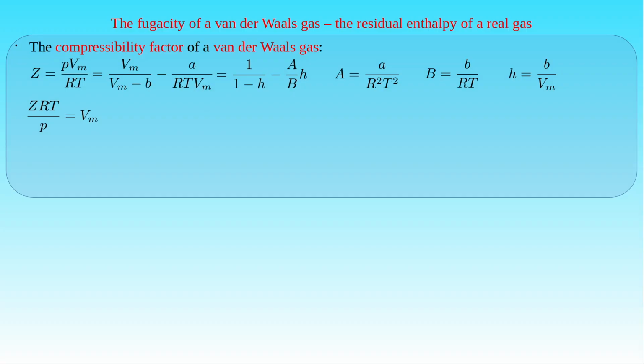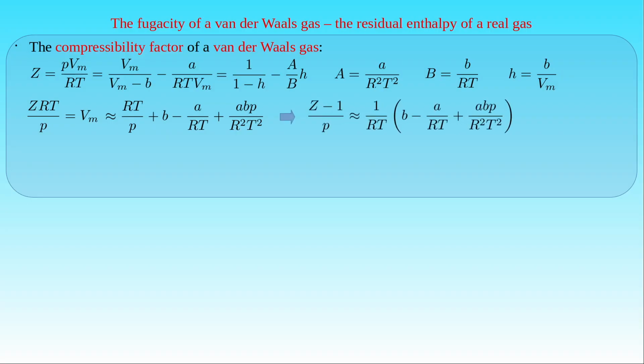In such an approximation the molar volume of a van der Waals gas is written as R times T over P, plus the volume correction constant B of the gas, minus the pressure correction constant A of the gas over R times T, plus A times B times P over R squared times T squared. Then the ratio of Z minus 1 to P can be approximated by 1 over R times T, times the quantity of B minus A over R times T, plus A times B times P over R squared times T squared. Here we can apply the notation introduced above, and write the right-hand side as capital B minus capital A, plus capital A times capital B times the pressure P.